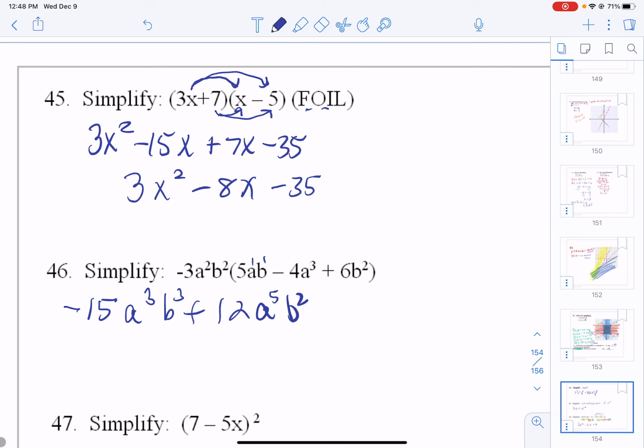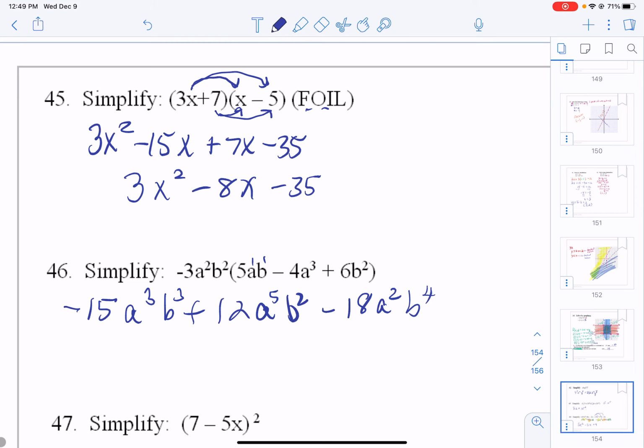Now let's do this one. A positive times a negative makes the last piece negative. 3 times 6 is 18. Our a's stay a squared because there's no changes. We have 2 b's and 2 b's, or a total of 4 b's.